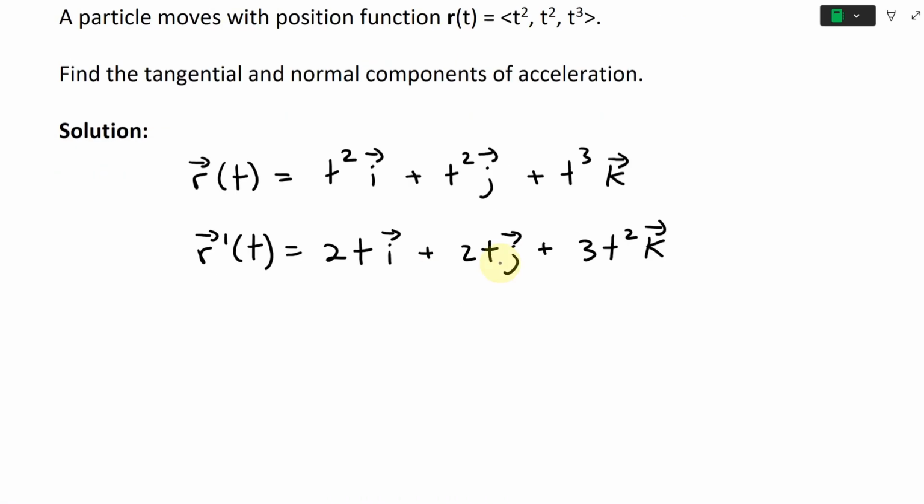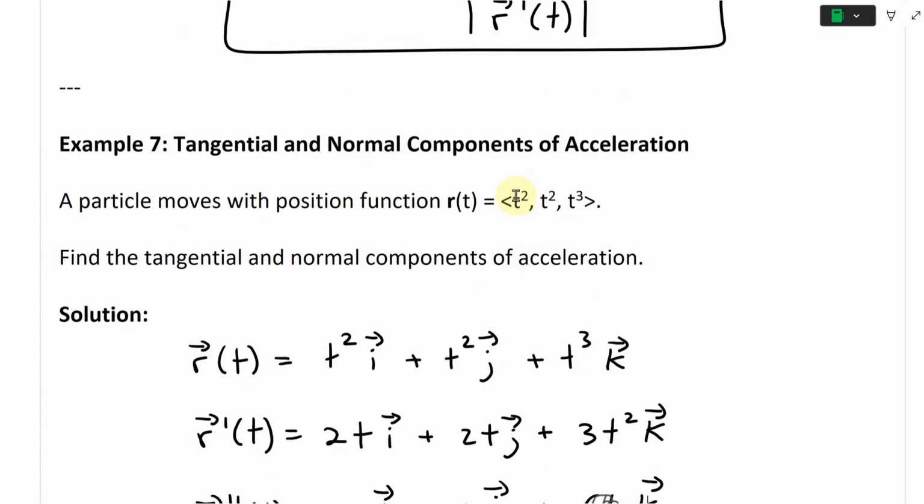Now the second derivative, it's going to be the derivative of this one. The derivative of 2t is just 2, so 2i, and this one's going to be 2j, and then the next one, the derivative of 3t squared, is 6t k, like that.